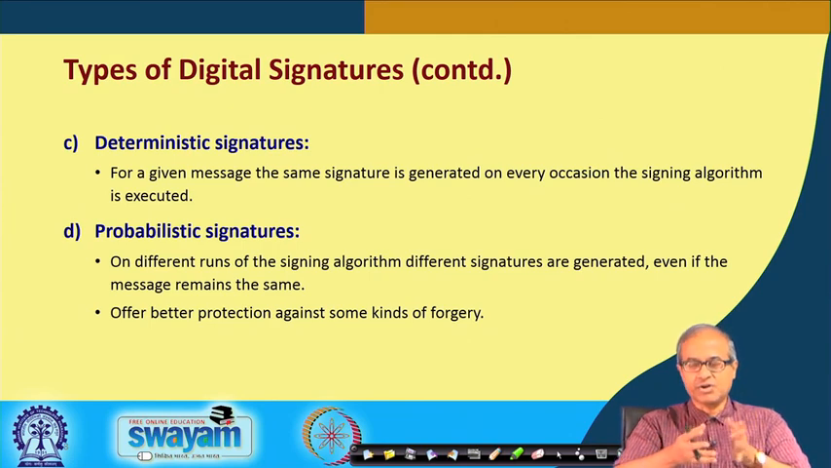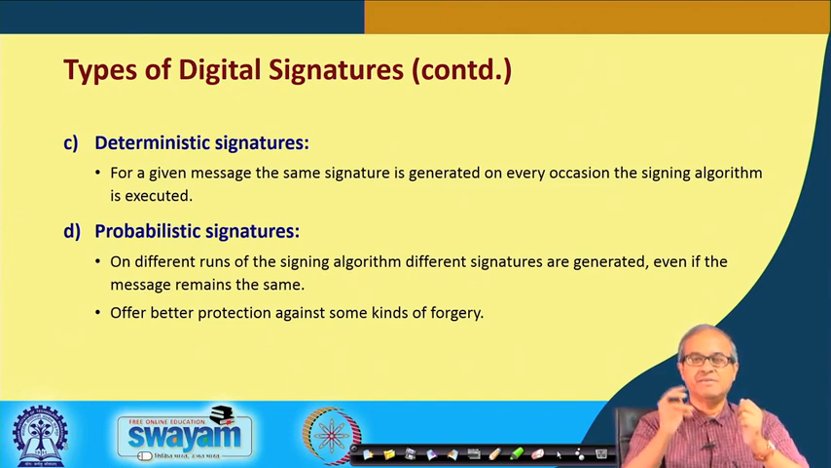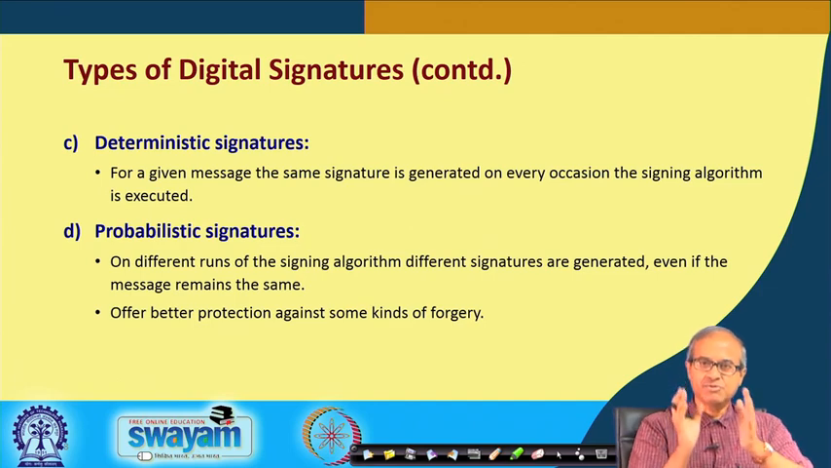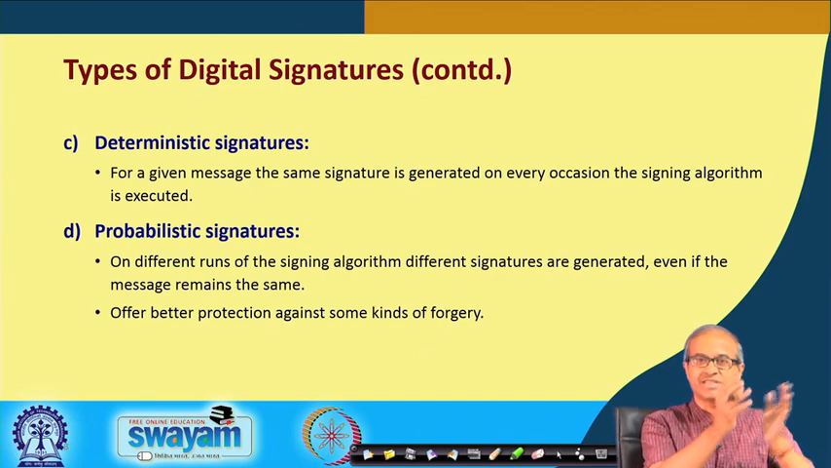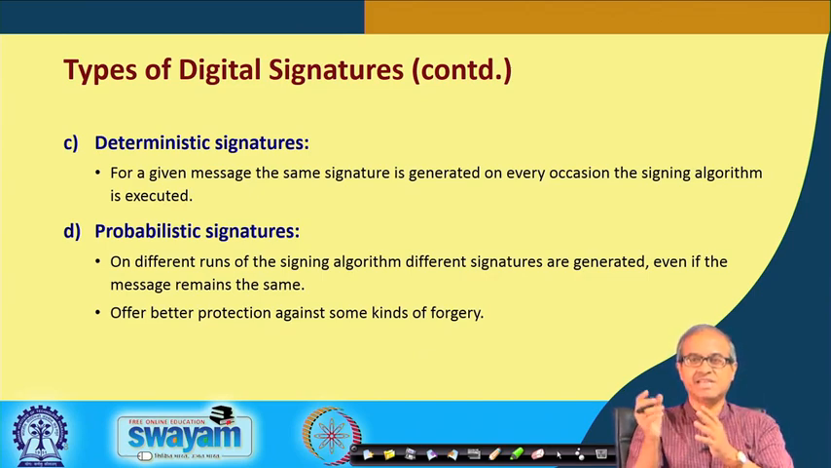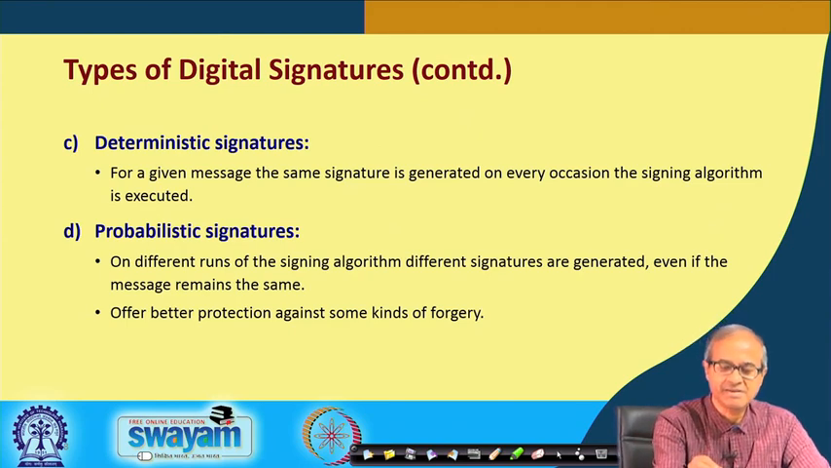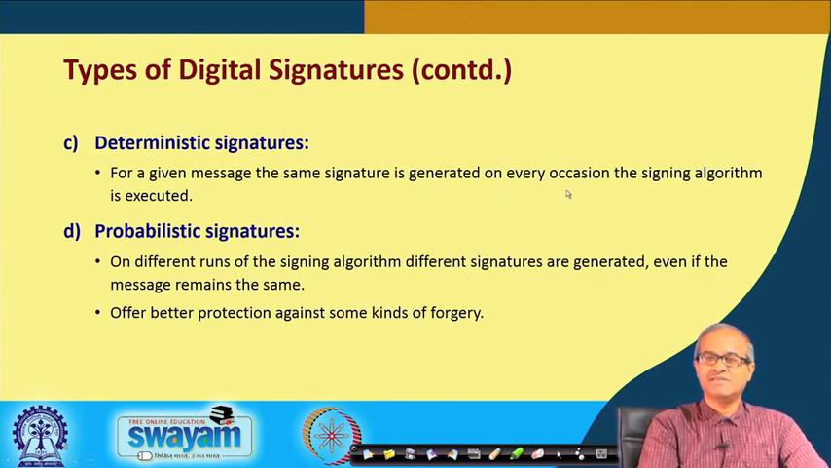Deterministic signatures are what we have just now talked about. Given a message, every time I sign, my signature will be the same, because I am using the same algorithm, the same private key, and the same hash function. So, whatever signature S I generate will be the same. That is what is meant by deterministic signature. The same signature will be generated on every occasion you run the signing algorithm.